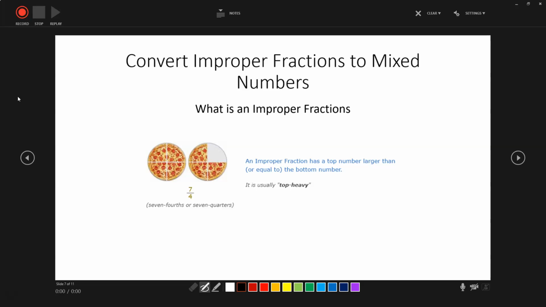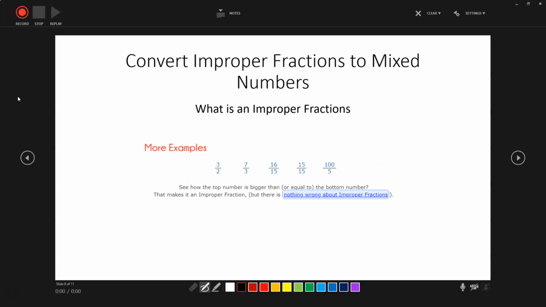Okay, so we're going to do the opposite. We're going to take an improper fraction and convert it to a mixed number. An improper fraction has a top number that's larger than or equal to the bottom number. Once again, the top number, 3/2, 7/3, 16/15, 15/15, or 100/5. Those are examples of improper fractions.